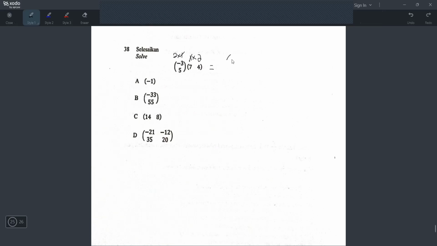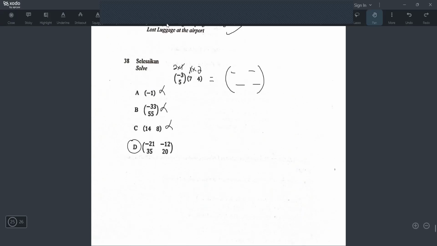So the answer will be 2 row 2 column. So 1 2 3 4. So A B C D, which one is 2 row 2 column? The answer is D. Okay, sudah siap. You don't even have to multiply, right? So you straight away know the answer is D. But I explain also lah.